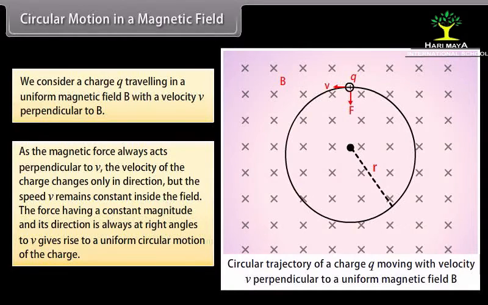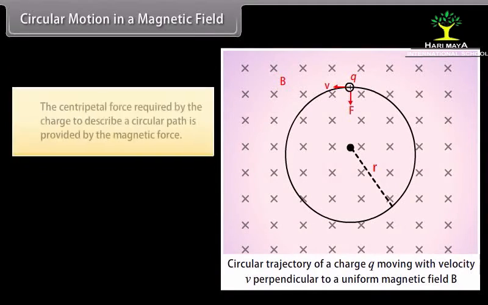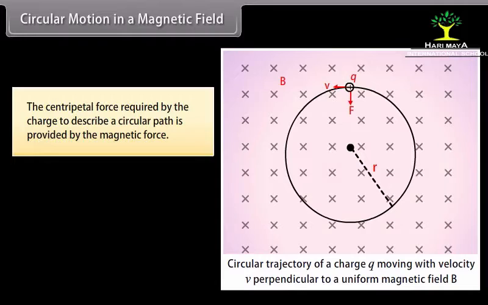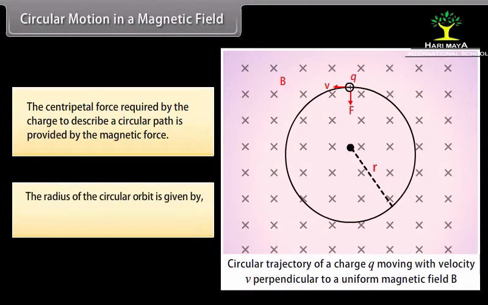The force having a constant magnitude and its direction always at right angles to v gives rise to a uniform circular motion of the charge. The centripetal force required by the charge to describe a circular path is provided by the magnetic force. The radius of the circular orbit is given by mv / qB.